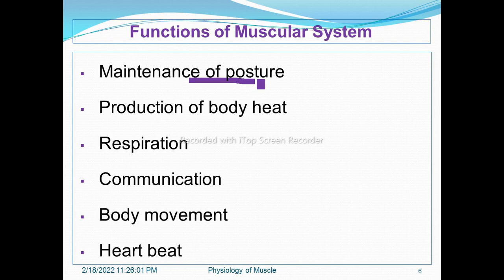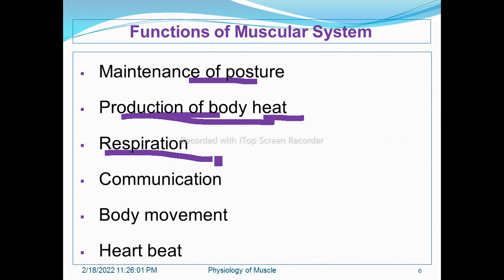The other is production of body heat. This heat production occurs via shivering, an involuntary contraction of skeletal muscle. Shivering will produce body heat, and exercise or movement of muscles will also produce body heat. The other is movement of body parts, like blood through the body and food through the GIT. So this is motion.